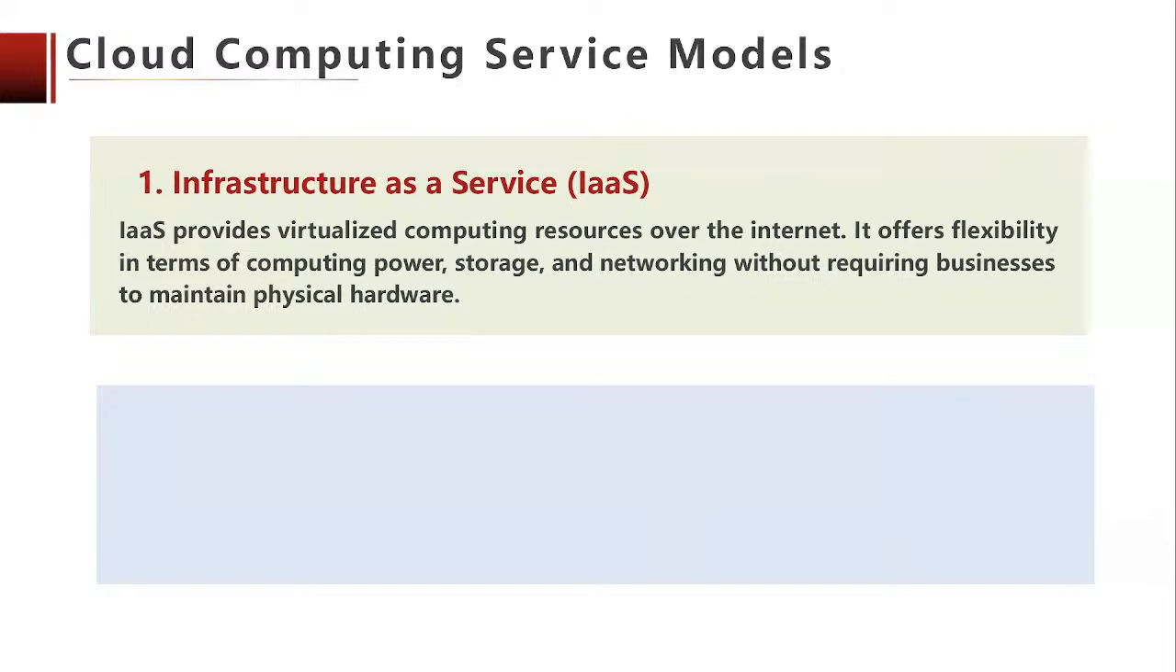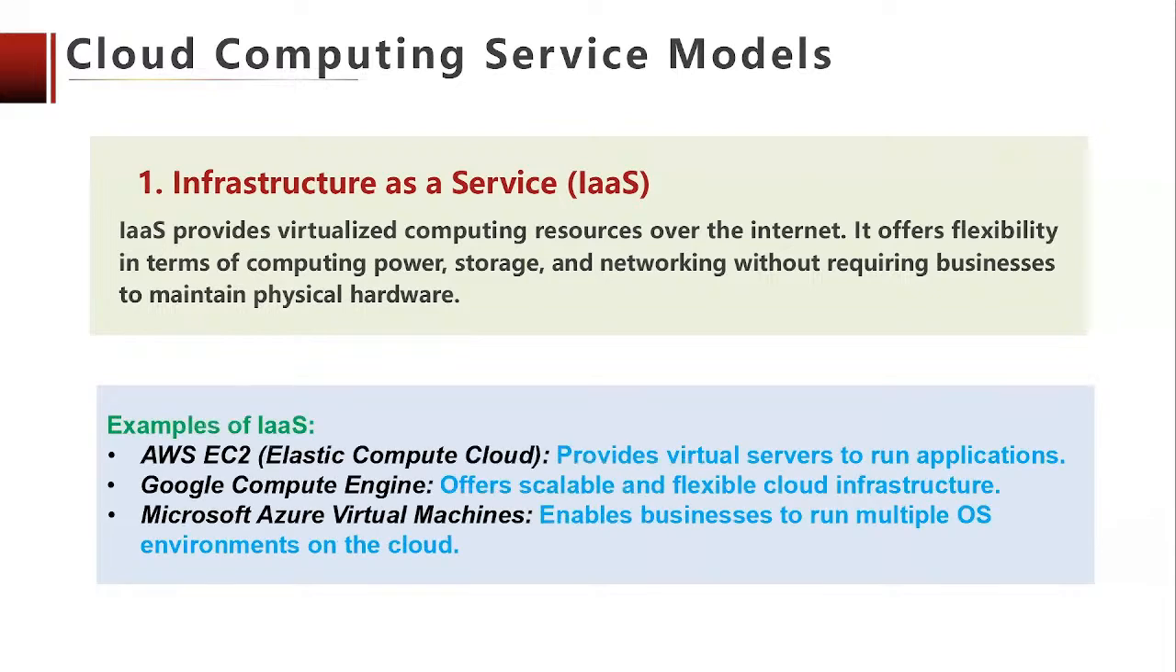So IaaS provides virtualized computing resources. Now, when we talk about different examples of IaaS, AWS, that is Amazon Web Services, provides EC2, that is Elastic Compute Cloud. As I am telling you again and again, I will be discussing them in very detail afterwards. I'm just trying to give an overview right now. It provides virtual servers to run applications.